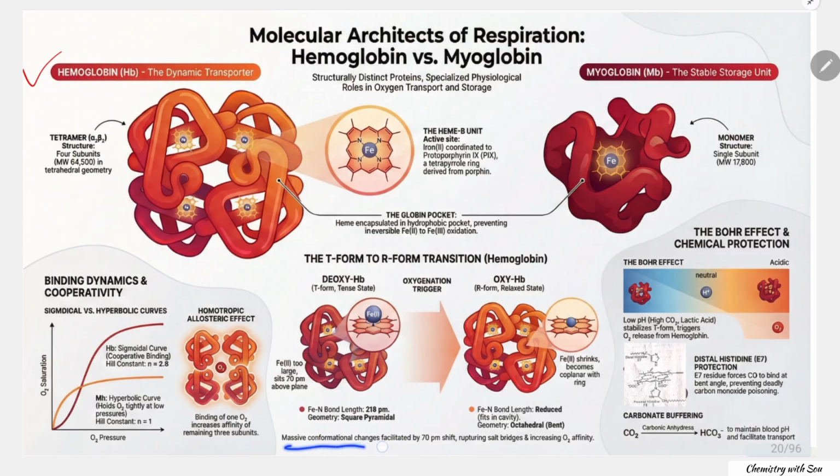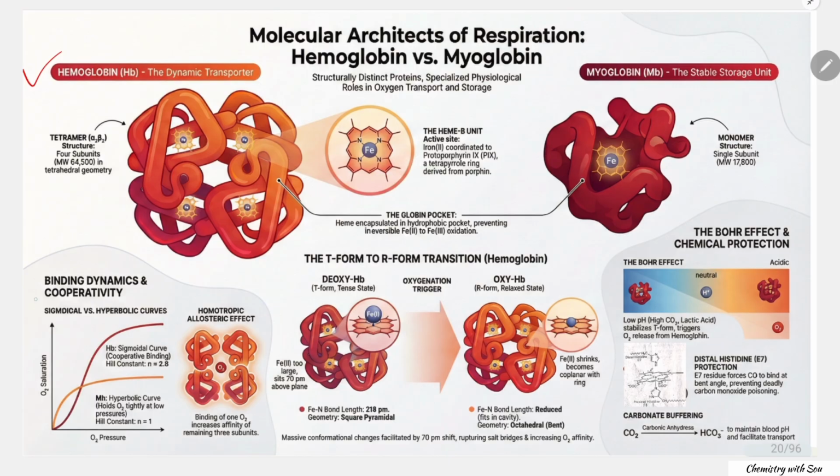So a massive conformational change is facilitated by a 70 picometer shift. So this distance is 70 picometer. It is apart from the square plane by 70 picometer. So when it is converting to this, iron approximately shifts 70 picometer towards the ring, which will help cause a massive conformational change, and that will rupture the salt bridge interactions present in the tense state.